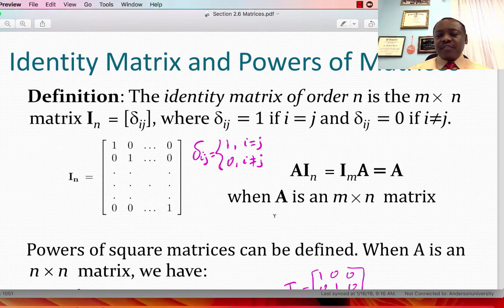Also note that if A is an m by n matrix, that means it has m rows and n columns, then A times the identity matrix In is going to give us A, and Im times the matrix A would give us A. The reason why we are multiplying from the right with In and from the left with Im is so that multiplication can be feasible. But I is always a square matrix.